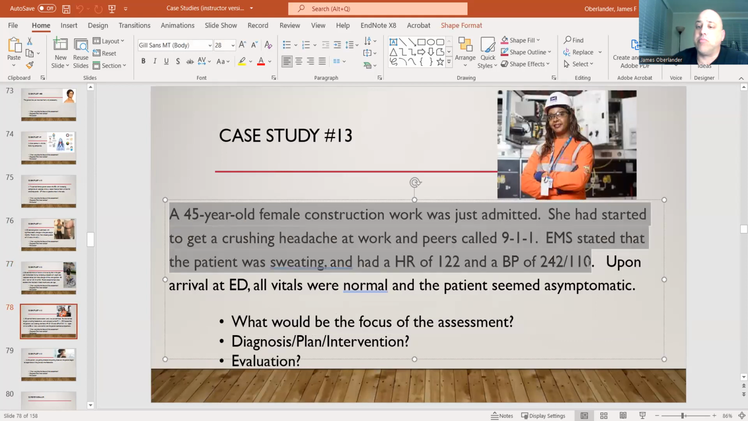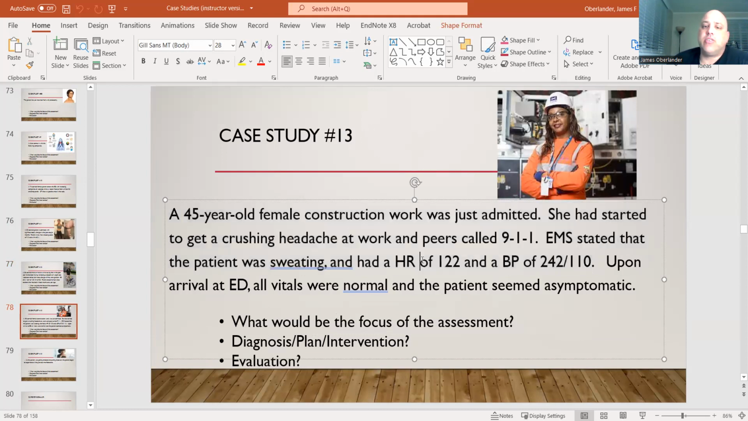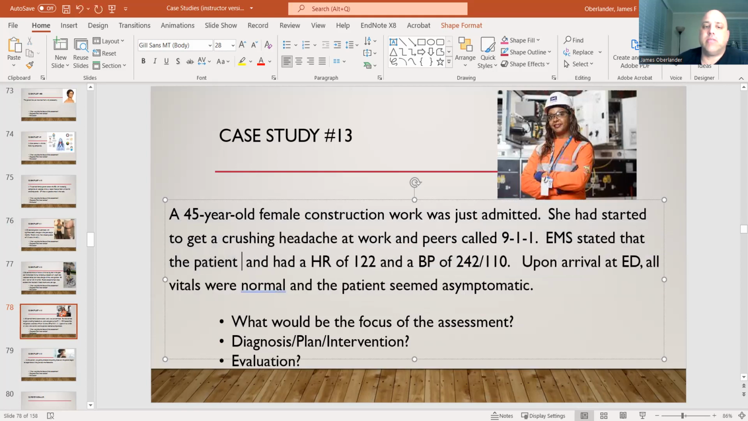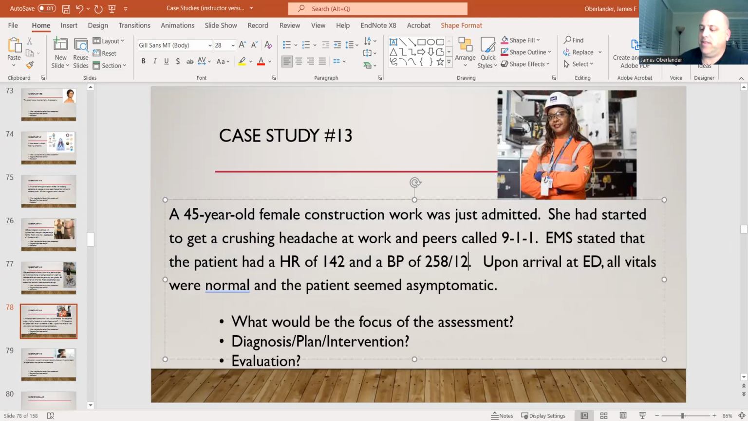And then this one here, they have a crushing headache at work. Peers call 911. Their blood pressure is 242 over 110. They're sweating. They're normally fine. But this person, just all of a sudden, boom. What will all of a sudden change your heart rate and vitals significantly? And actually, I should probably say, get rid of the sweating. We're going to make it that. Heart rate of 142 and a blood pressure of, I don't want the same numbers. There you go, 258 over 126.